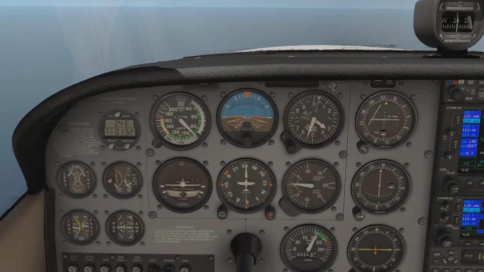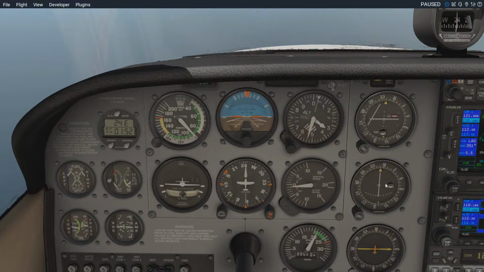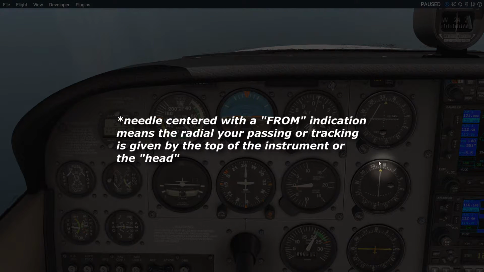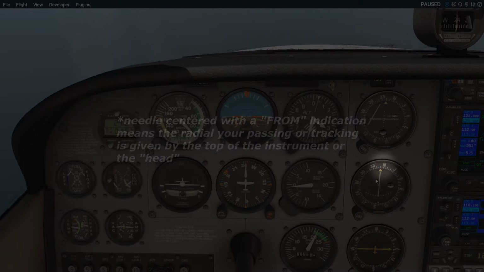So here, a centered indication is telling me that this is a FROM. A FROM indication means that your radial is going to be given by the head. So your radial is going to be up here. Therefore, we are passing around radial 350.